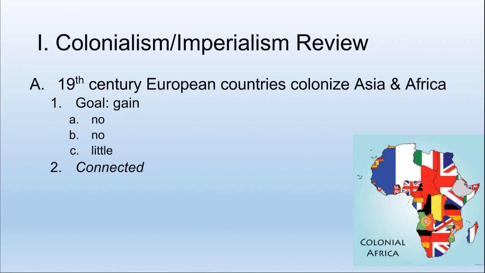You don't need to write this down, but in the grand scheme of things, this is connected to the Industrial Revolution, because as Europe is producing more goods, they therefore are needing the raw materials, which is one of the reasons why they start colonizing.